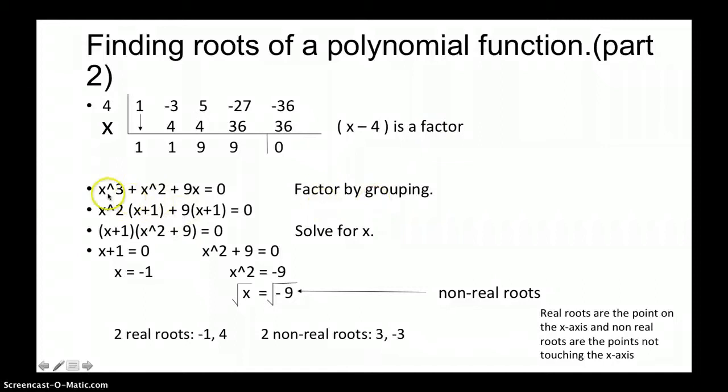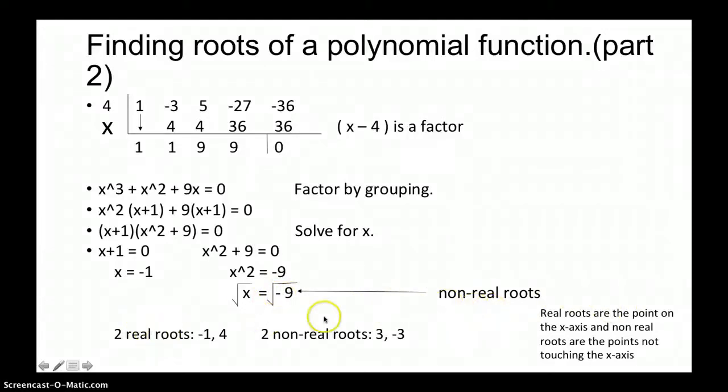Factoring by grouping, x to the power of 3 plus x to the power of 2 plus 9x plus 9 equals 0. You'll get x to the power of 2 bracket x plus 1 plus 9 bracket x plus 1 equals 0. So you can put that together, which will give you bracket x plus 1 bracket x to the power of 2 plus 9 equals 0. Then you solve x plus 1 equals 0, x equals negative 1. So x to the power of 2 plus 9 equals 0, x to the power of 2 equals negative 9, x equals the square root of negative 9. So these are the non-real roots.